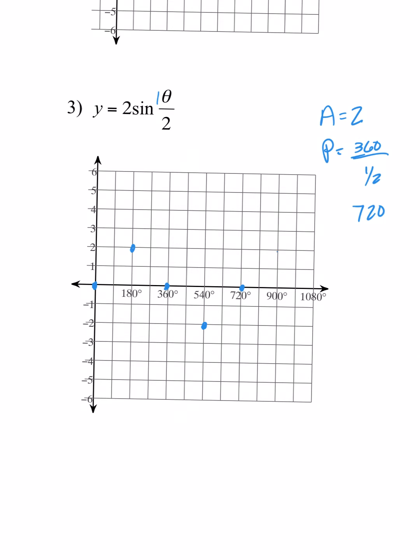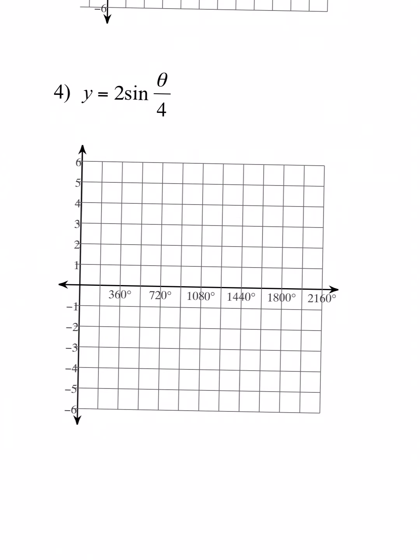And 900 is at 2. And then it's at 0 again. So this is going to go like this. And we're done.